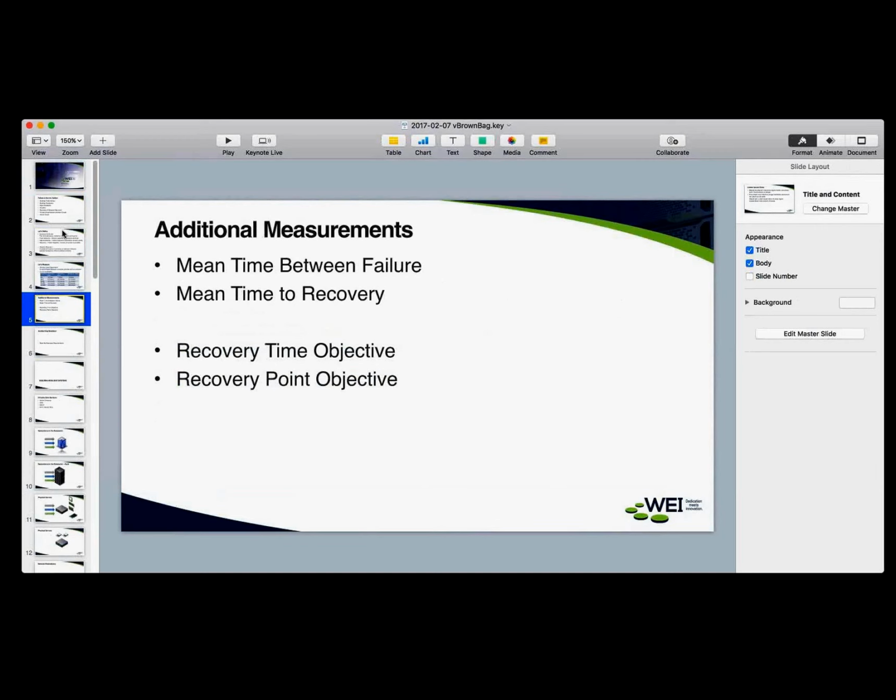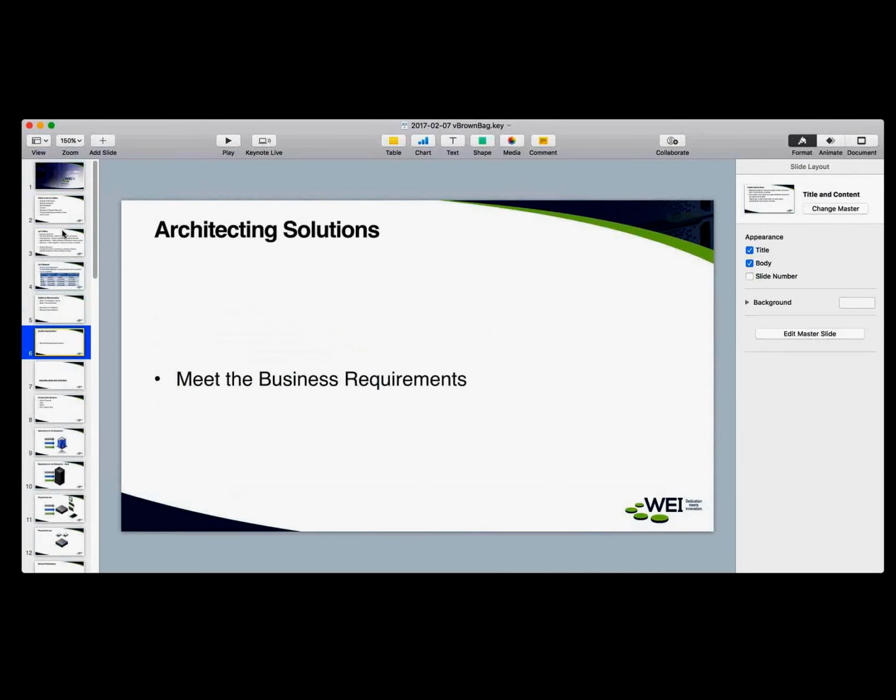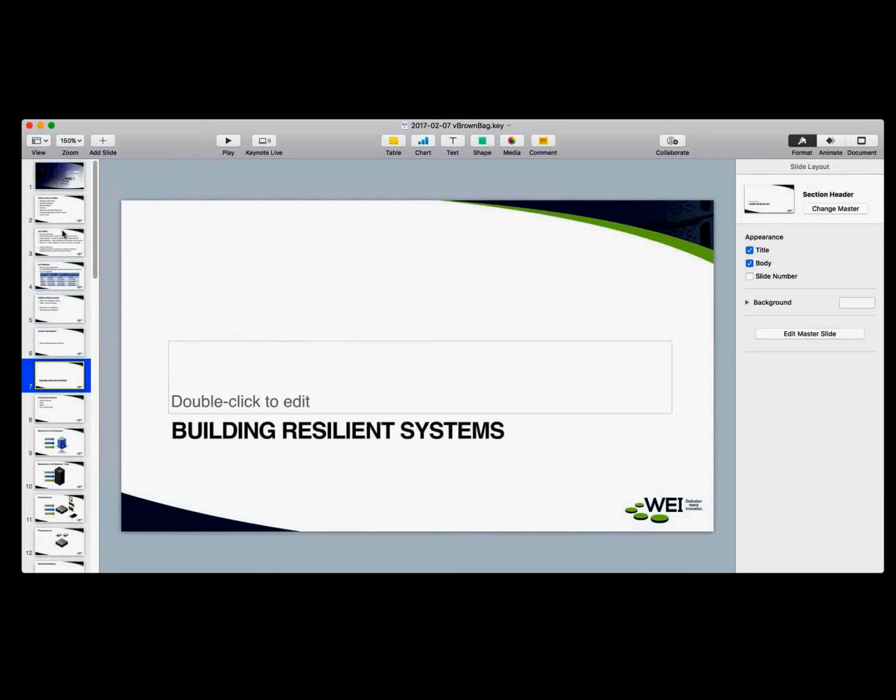So if you have a 4-hour RPO, you might want to replicate every 2 hours. So little things like that can be beneficial to folks as they're learning to build out these environments. And again, meeting the business requirements is what it's all about.